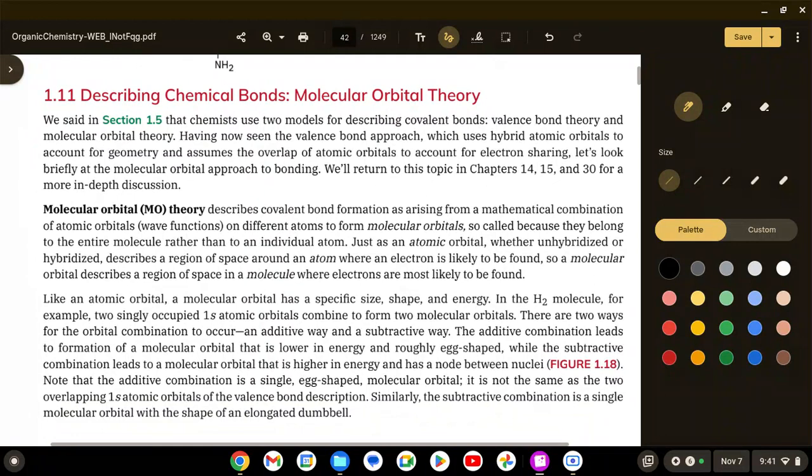In the H2 molecule, for example, two singly occupied 1s atomic orbitals combine to form two molecular orbitals. There are two ways for the orbital combination to occur, an additive way and a subtractive way. The additive combination leads to the formation of a molecular orbital that is lower in energy and roughly egg-shaped, while the subtractive combination leads to a molecular orbital that is higher in energy and has a node between the nuclei. Note that the additive combination is a single egg-shaped molecular orbital. It is not the same as the two overlapping 1s orbitals of the valence bond description. Similarly, the subtractive combination is a single molecular orbital with the shape of an elongated dumbbell.